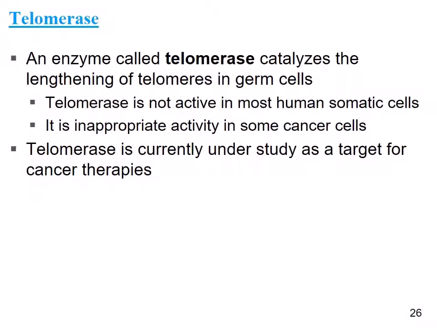However, we have telomerase to come to the rescue here. So telomerase catalyzes the lengthening of the telomeres in germ cells. It increases the length of those telomeres to prevent the shortening of the chromosomes. Really, telomerase is not active in most human somatic cells, so not active in most body cells, but it's inappropriately active in some cancer cells, so it could be a target for cancer therapies.